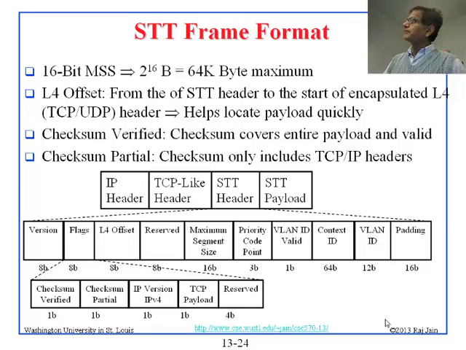So L4 offset. L4 offset is from the TCP STT header to the start of payload encapsulated L4. So beyond this, in the payload, you will have the Ethernet field and other things, right? So the question is, where does the payload begin? Because there is a padding and other things, right? So you can quickly find that by using this offset.